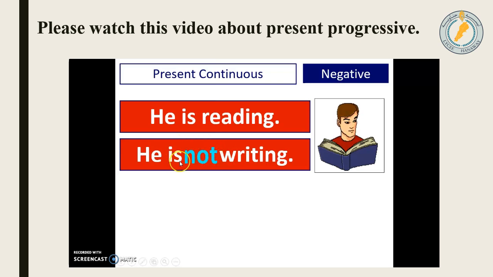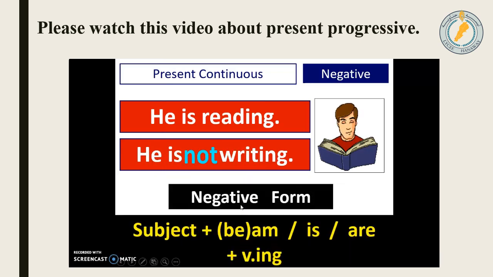So, if I want to make a sentence in the negative form, I have to add the word not. Not here is inserted between the verb be, which is here, and the ing form, which is writing. So I say, he is not writing. So this is the negative form.